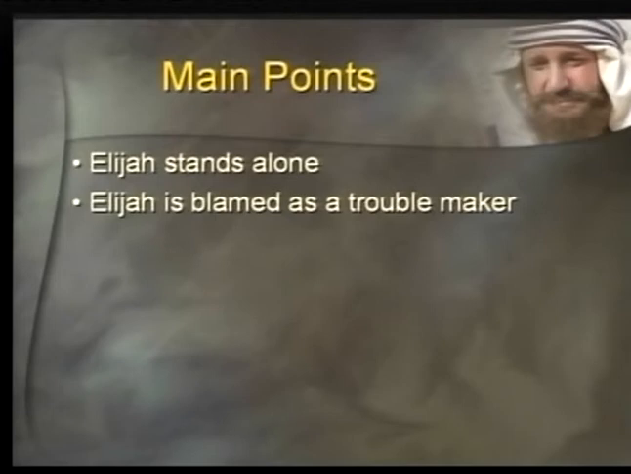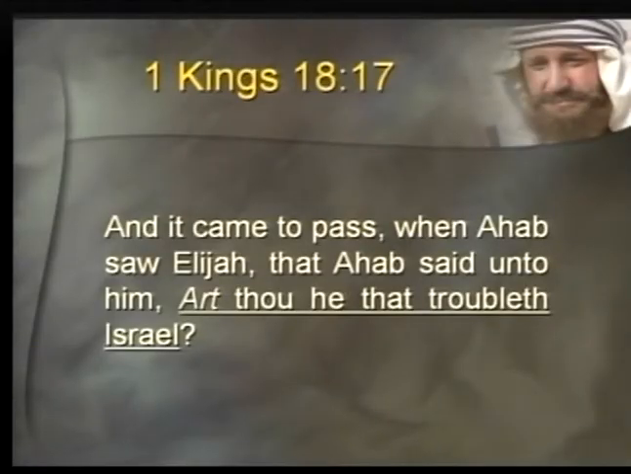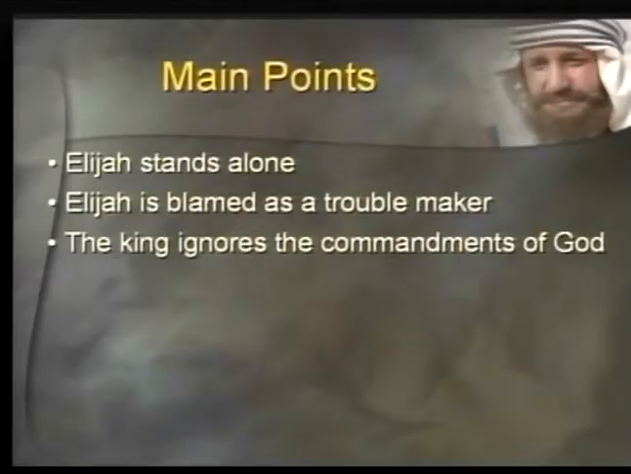The second thing that we find is that Elijah is blamed as the troublemaker. We read that in 18 verse 17. King Ahab says to him, "Art thou he that troubleth Israel?" He wants to blame Elijah for all the trouble. Regardless of his own sins, he wants to blame Elijah. And we will see what sins King Ahab had. So, he's blamed as the troublemaker.